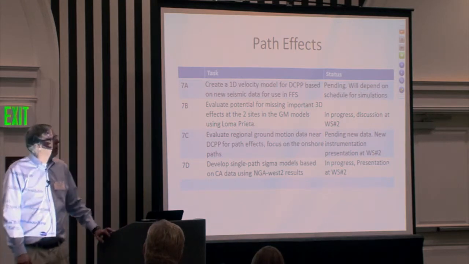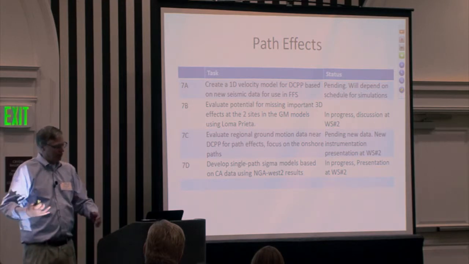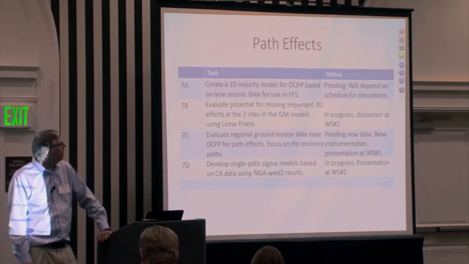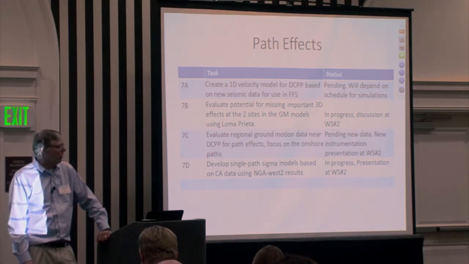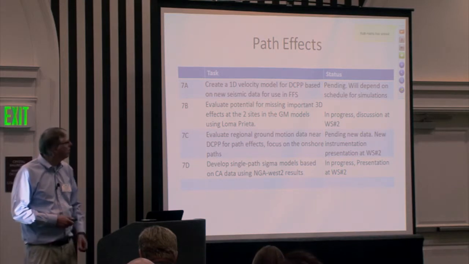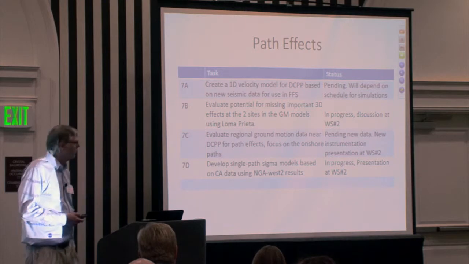Path effects, now we're making things sort of to the next level of complexity or regionalization beyond using a site effect and using single station sigma. You can look at trying to identify systematic and repeatable path effects. And can we see those differences in our model?